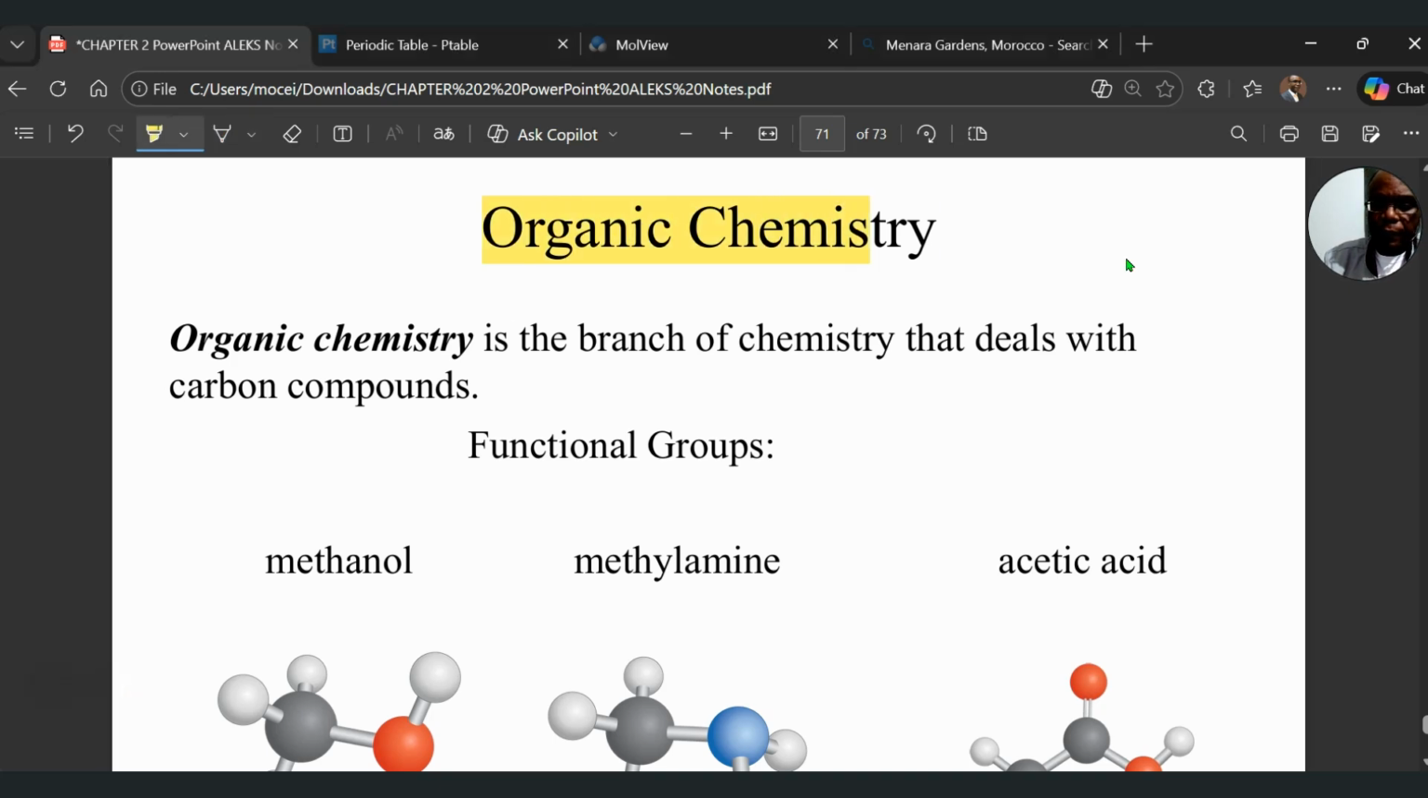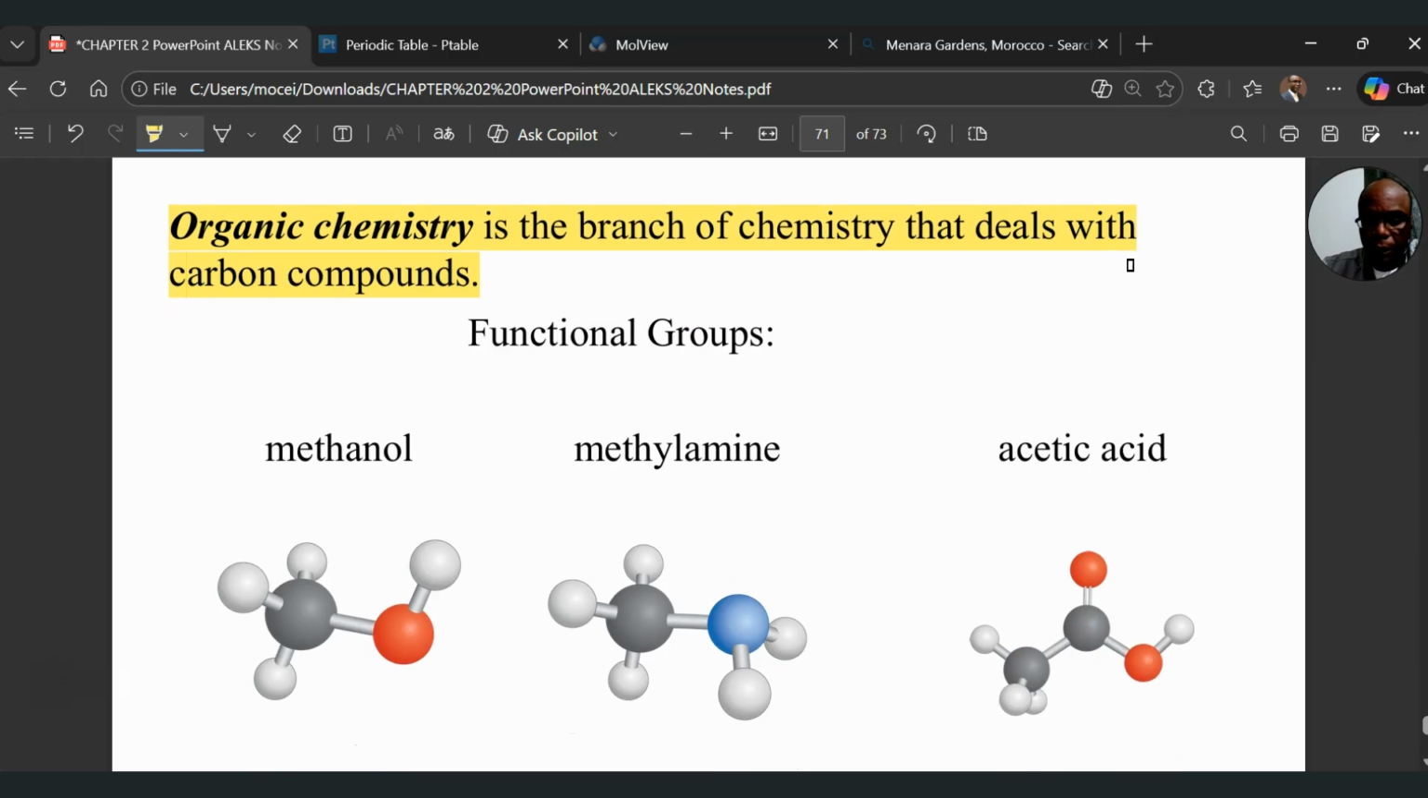A touch on organic chemistry, which is usually a 2 or 3 semester course. Organic chemistry is a branch of chemistry that deals with carbon compounds, carbon containing compounds. We have what we call functional groups that take part in a reaction, so they function in a reaction. The first functional group is an alcohol.